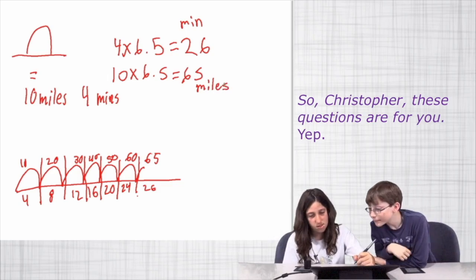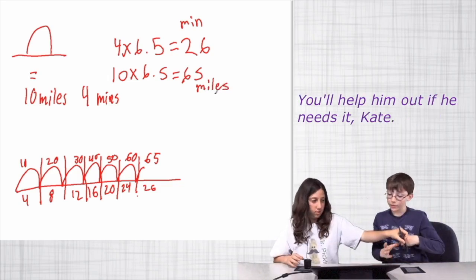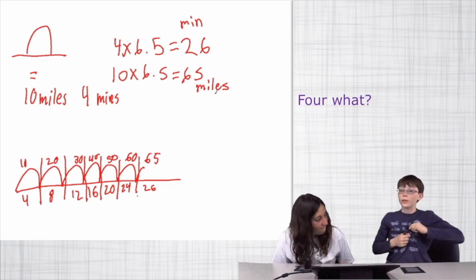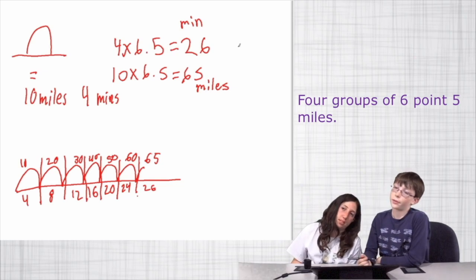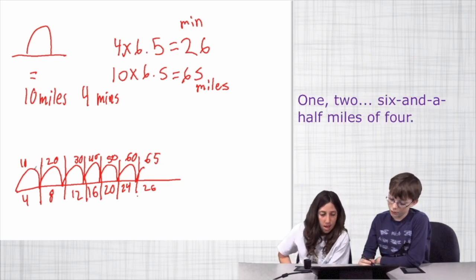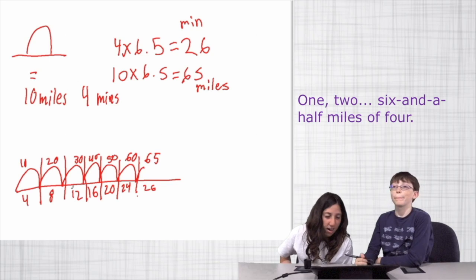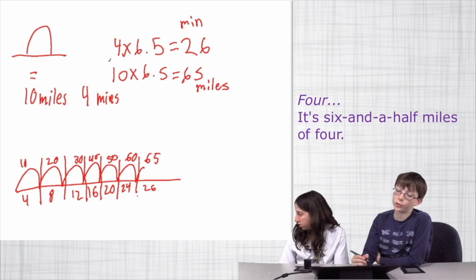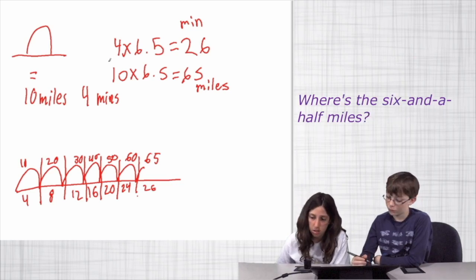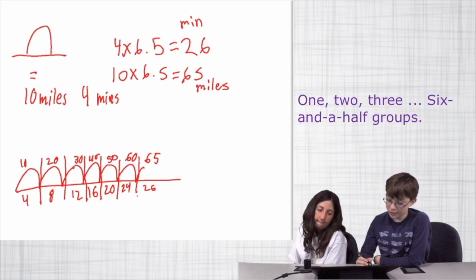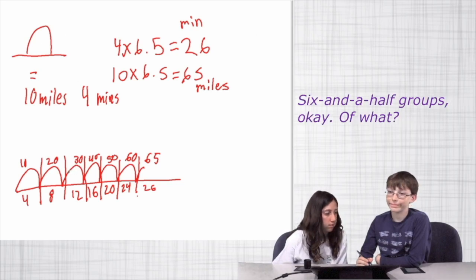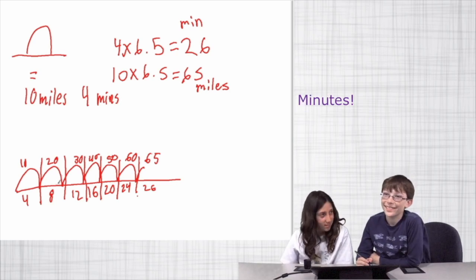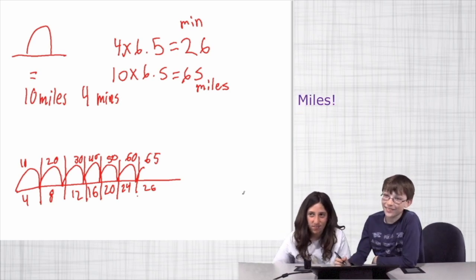So, Christopher, these questions are for you. And Kate will help him out if he needs it. You have to write what's the unit on the 4? 4 what? 4 groups of 6.5 miles. Are there 4 groups drawn here? Actually, that should be switched. It's 4 minutes, 6.5 groups. Where's the 6.5? 1, 2, 3. 6.5 groups. Of what? 4 minutes. Okay. And the 10? Miles. Okay.